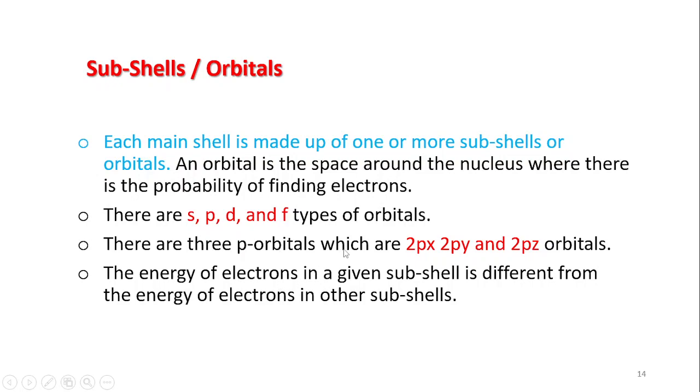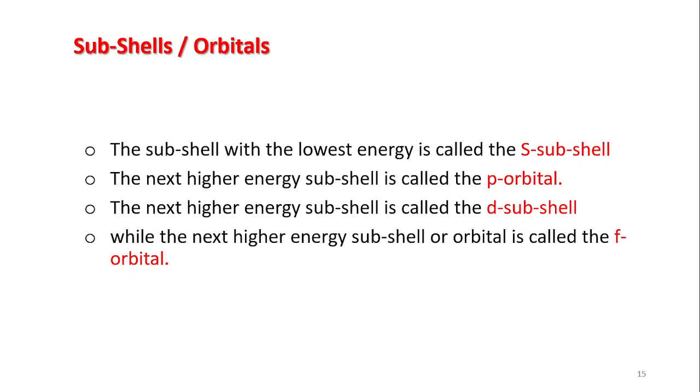There are 3 p orbitals, which are the 2px, 2py, and 2pz orbitals. The energy of electrons in a given subshell is different from the energy of electrons in other subshells. What does that indicate? In the s orbital, the energy of electrons present there is different from the energy of electrons in the other one. So now let's proceed. The subshell with the lowest energy is called the s subshell. The next higher energy is called the p. The next higher energy subshell is called the d subshell, while the next higher energy subshell or orbital is called the f subshell.